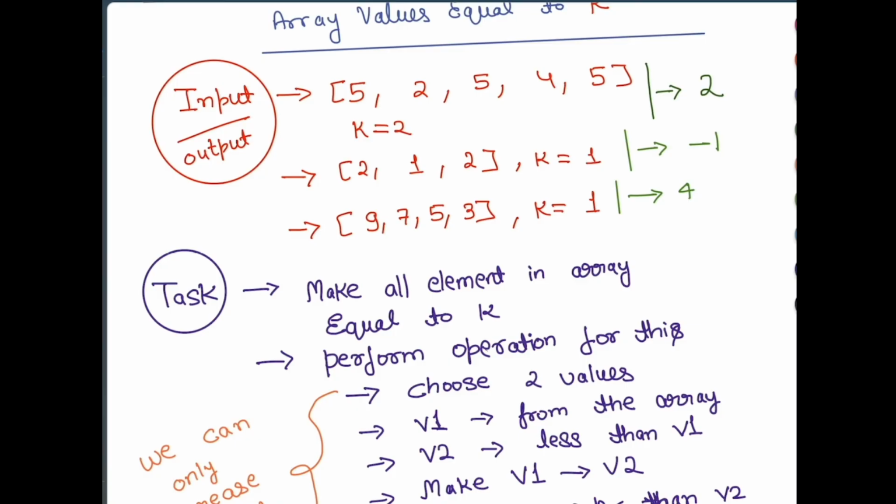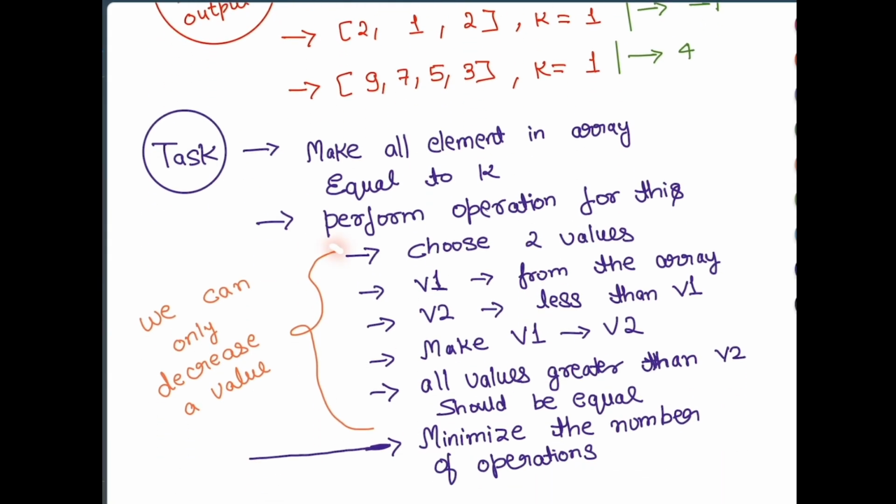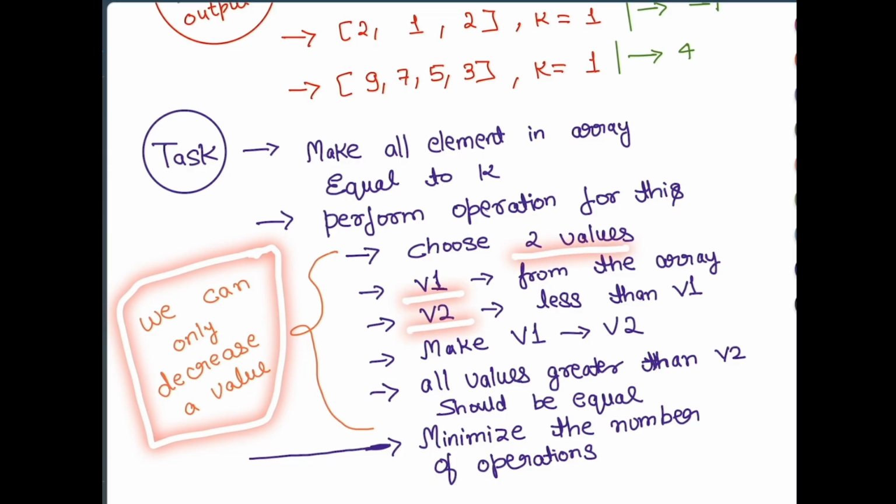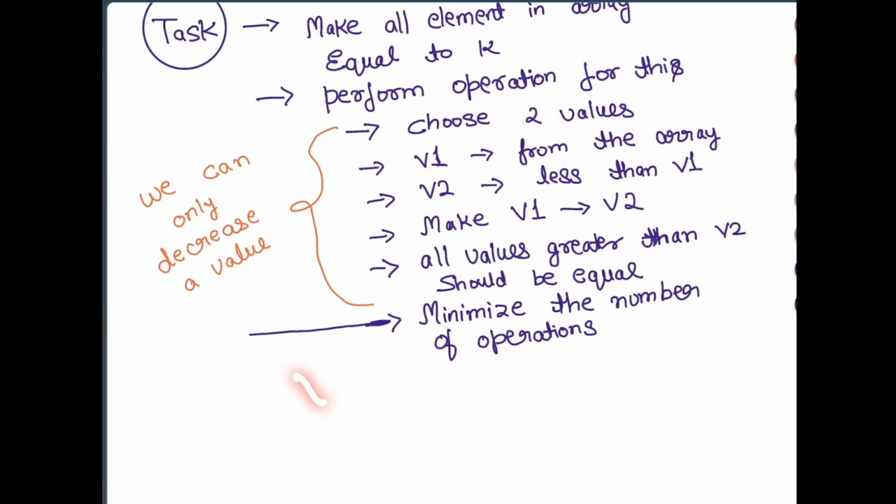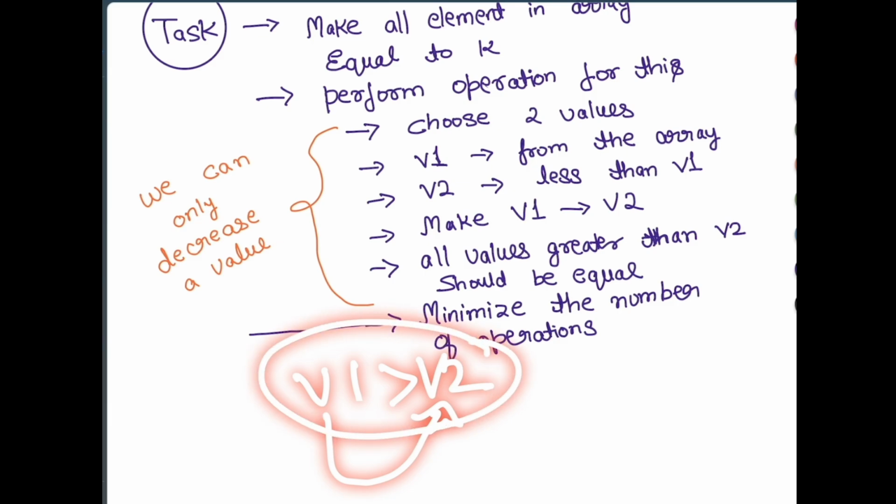When will this be -1? See, after we have read this particular task, we can say that we can only decrease a value and we can never increase a value. And the reason is we are choosing two values, right? v1 and v2. v1 has to be more than v2, right? So v1 is more than v2 and we are converting this v1 into v2. That is, we are decreasing a value in every operation. We are never increasing a value. And if this is true, then we can only decrease a value and we can never increase a value.